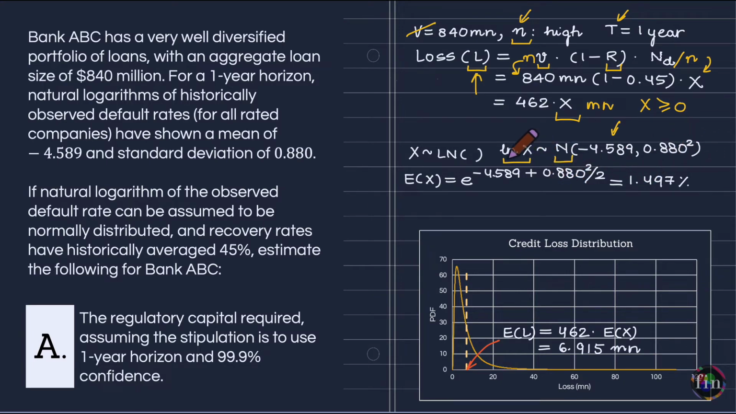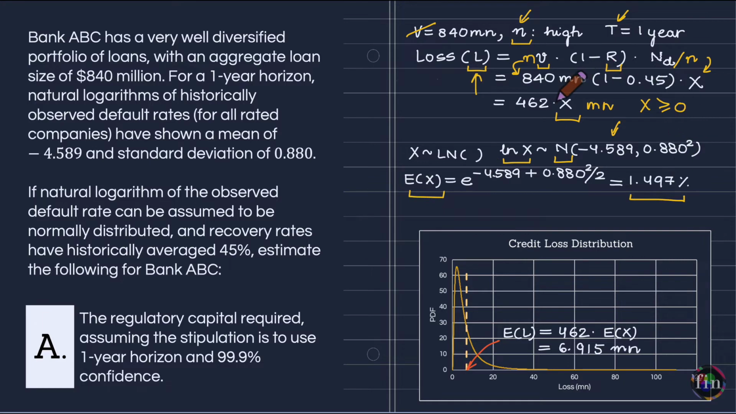Recall the properties of the log normal distribution and very quickly write down what the expected value of X should be. It will very simply be equal to e to the power of the mean of the log of X, plus the variance of the log of X divided by 2. Plug these values into your calculator and please confirm that the expected value of X comes out to 1.497%.